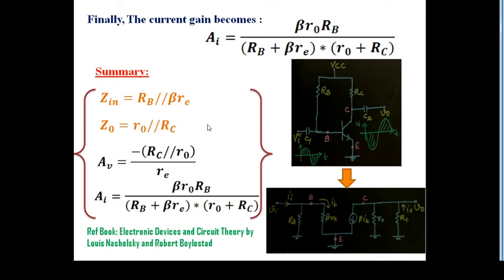After that we will solve a simple numerical problem, but in that numerical problem we are not going to use the common emitter fixed bias configuration. I am taking the voltage divider circuitry. So one numerical we have to do.